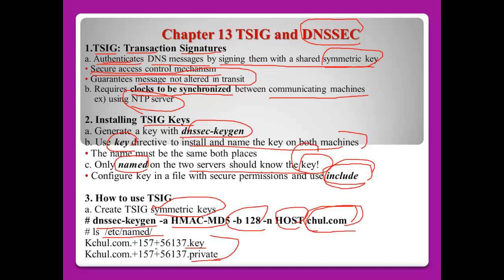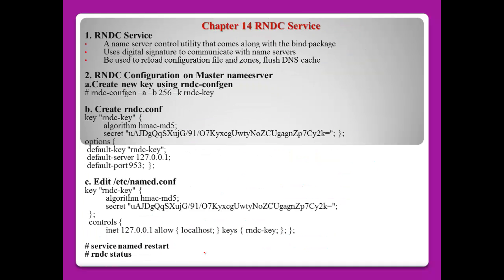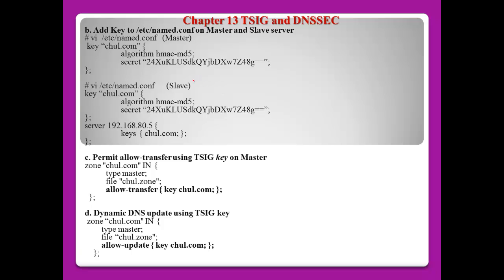Here, this one is the key and the key name, and this number 157 means the number of this algorithm, and 56,130 means the key ID.